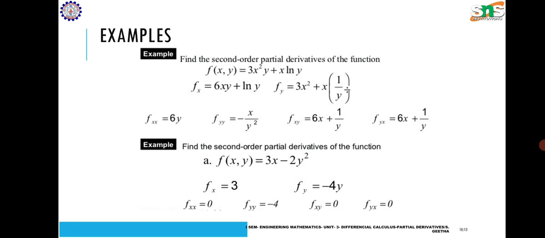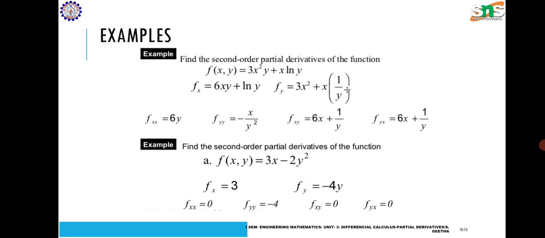Another example, f of x comma y is equal to 3x minus 2y square. Here the first derivative fx is equal to, in the above function we are having only one x term, 3x. Differentiating x we get 1, so fx is equal to 3, and fy is equal to, here we are having only one y function, that is minus 2y square. Differentiating minus 2y square we get minus 4y. Next fxx, again differentiating fx with respect to x, fx is equal to 3, it is a constant. Differentiating again we get 0.